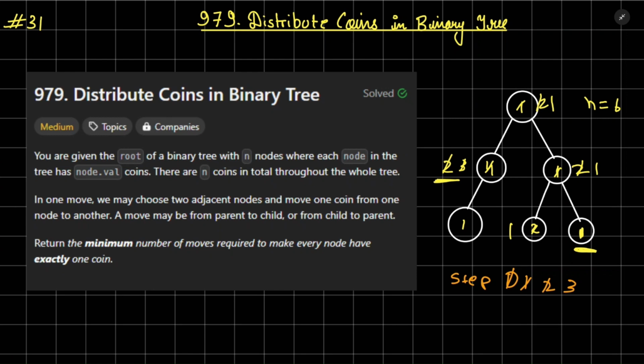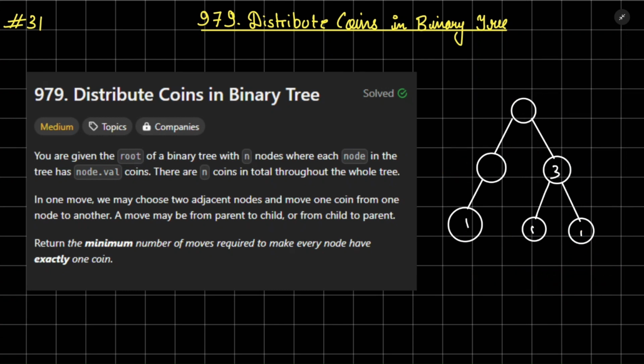So how many steps have we taken? 1, 2 and 3. So 3 steps would be added, and 3 plus 3 would be 6. So we required 6 steps in this particular example to move the coins. If we look at this example, then we can move 2 coins from this node to this node, which will require 2 steps because we can move 1 coin at each step. So 2 coins will be transferred and it will become 1. And then it requires only 1 coin, so it will become 1 and transfer 1 coin to this node.